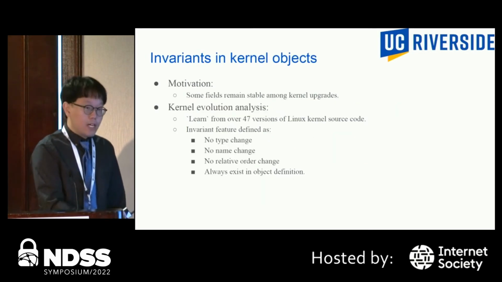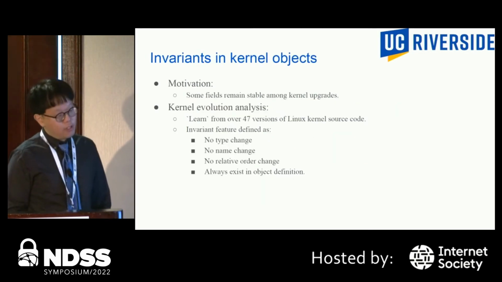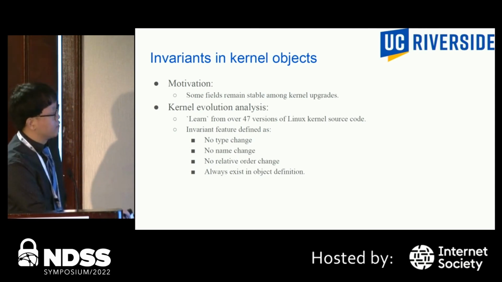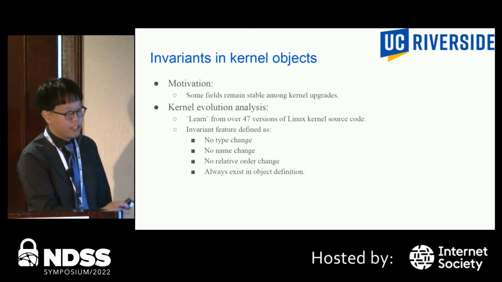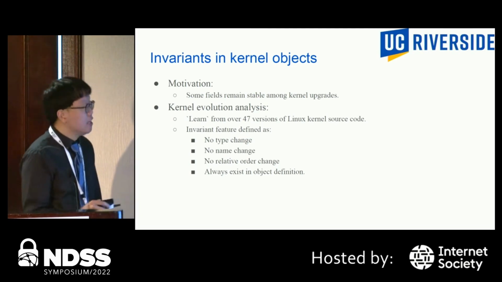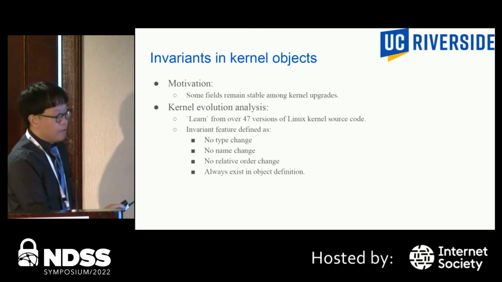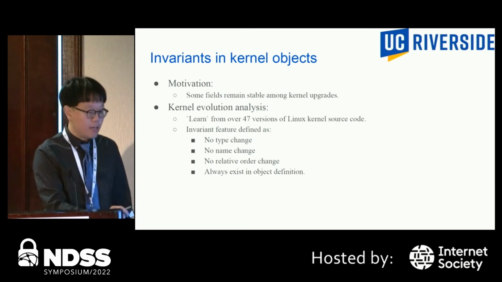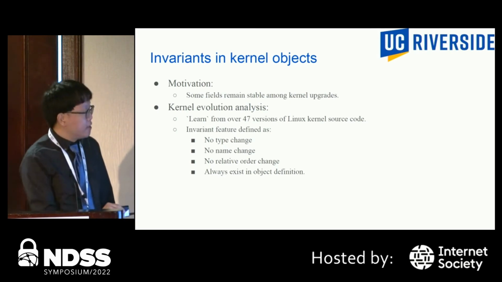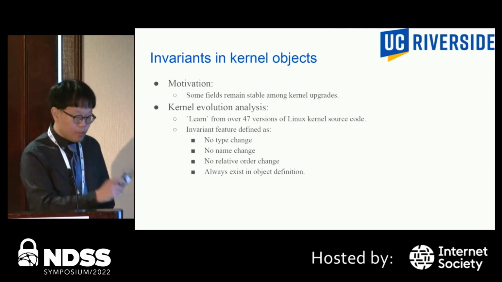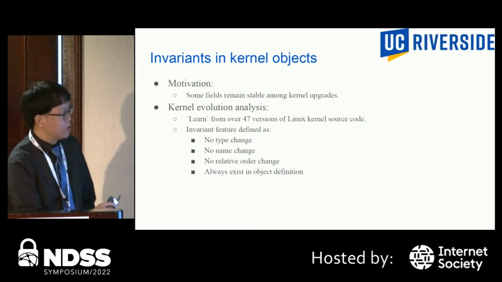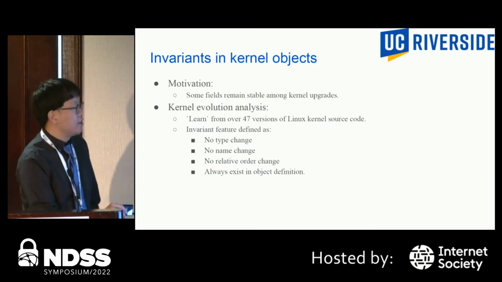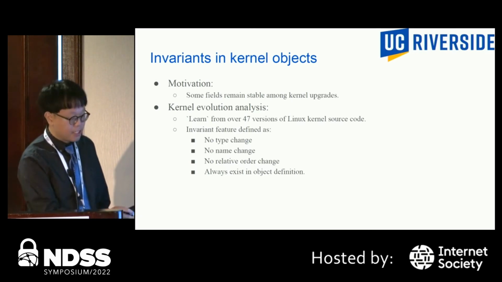According to our kernel evolution analysis over 47 major Linux kernel versions, we found that there are always invariants in kernel data structures, meaning that some fields remain stable and unchanged among the kernel upgrades. Here we define the invariant features as those fields that do not have any type changes or name changes or reordering, and they always exist in the object definition.